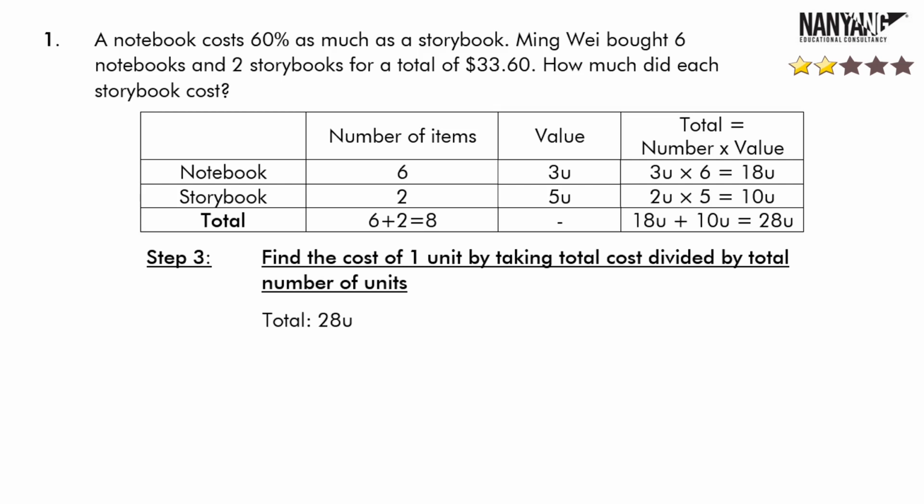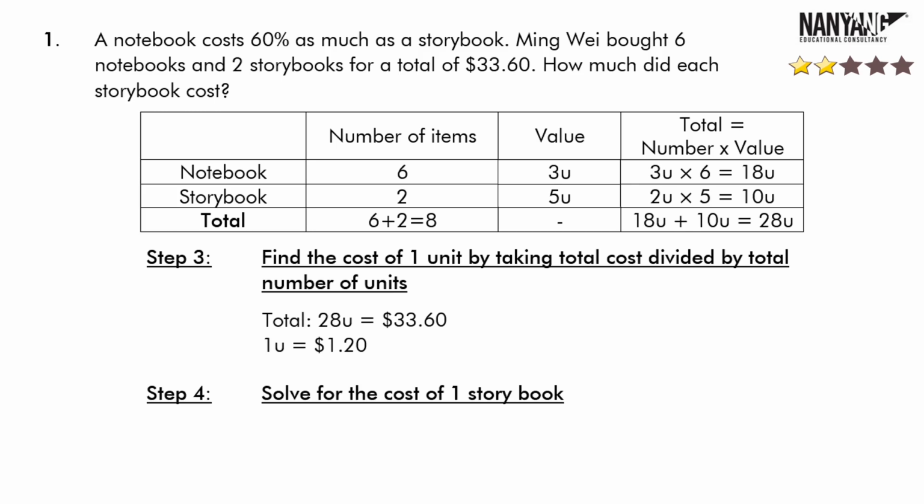So with this table, we can now find the total cost of 1 unit. Using the total cost of what Mingwei spent, which is 28 units, and as the question tells us, it costed $33.60, we can find 1 unit by taking $33.60 divided by 28, and that will give us 1 unit equals $1.20. Now we can solve for the cost of 1 storybook. That will be 5 units, which equals 1.20 times 5, and that will be $6. So that's our answer. A storybook costs $6.